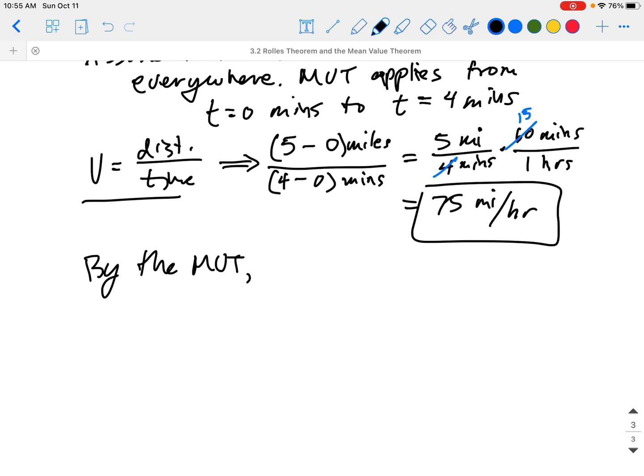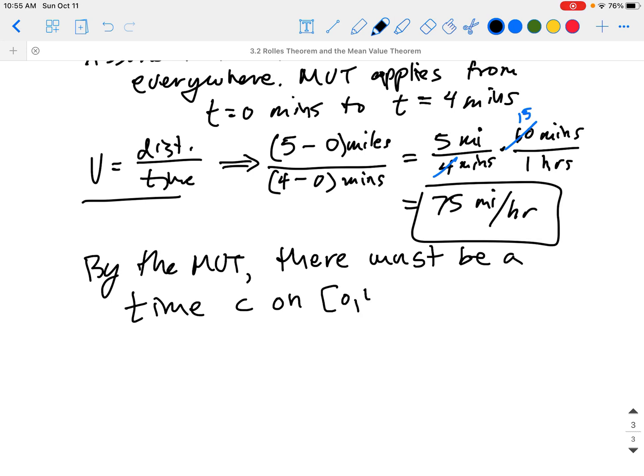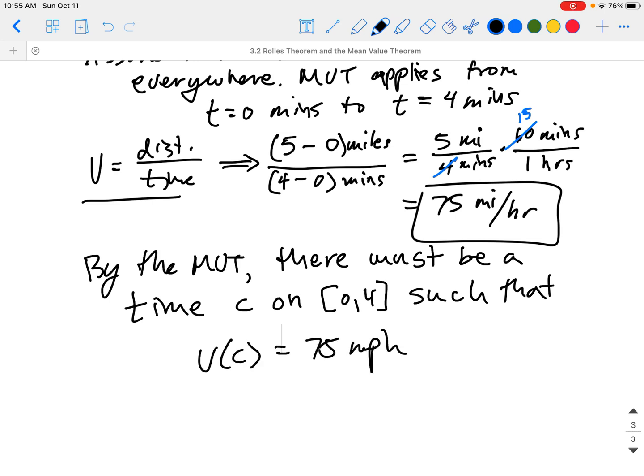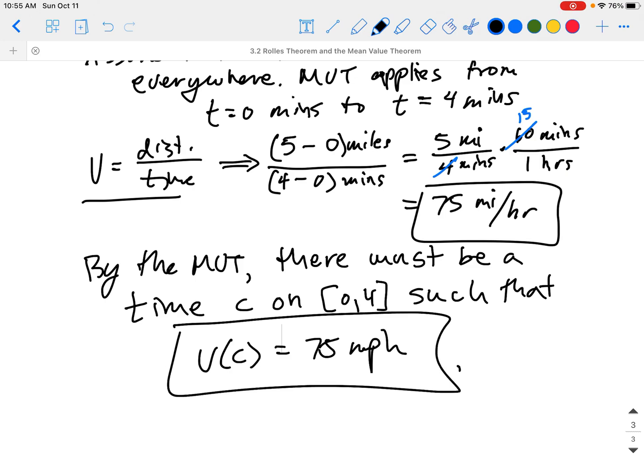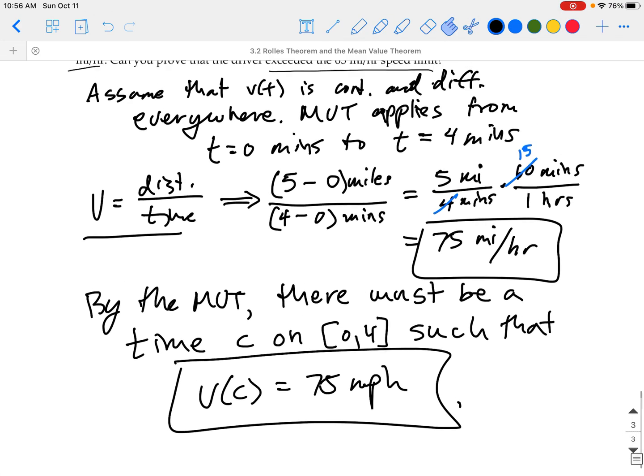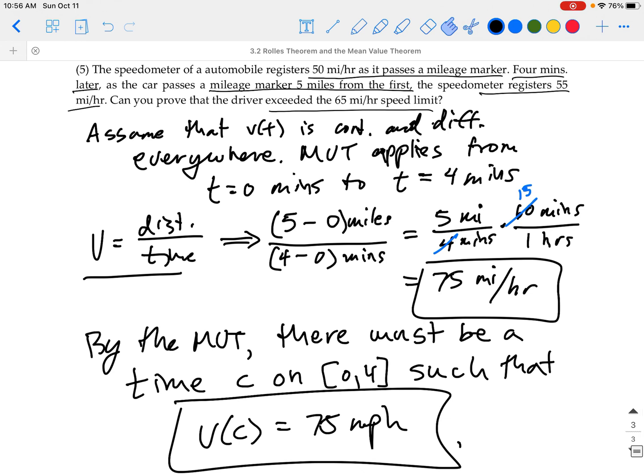So by the mean value theorem, since our velocity is continuous and differentiable in those 4 minutes, there must be a time C on our interval such that V of C is equal to 75 miles per hour. And because of that, we can mail you a ticket in the mail and make you pay it.